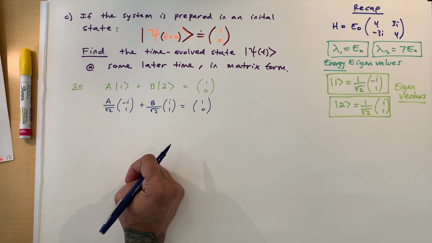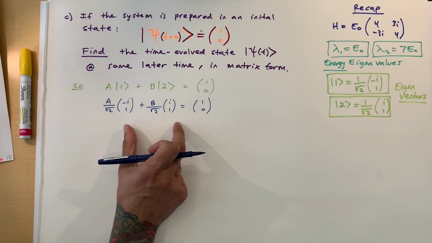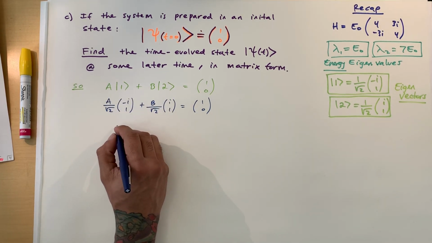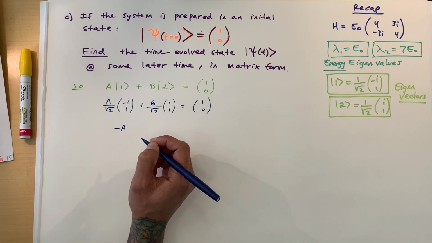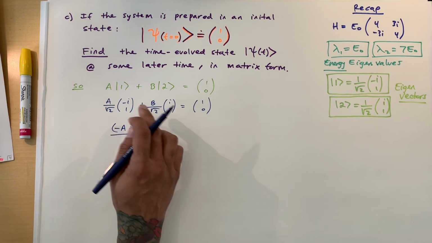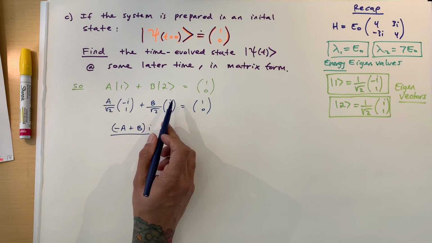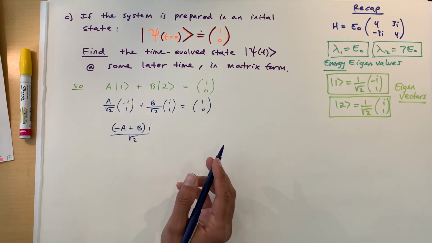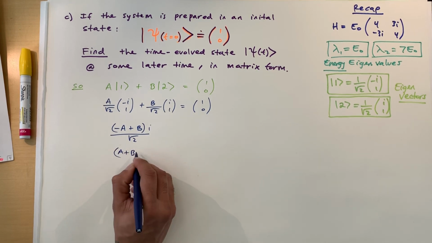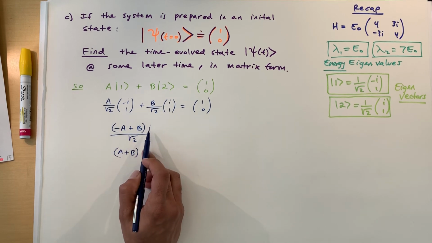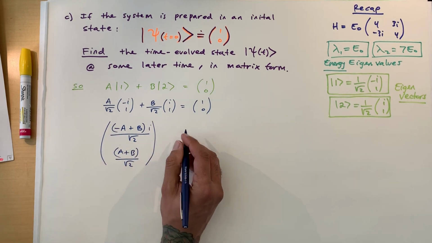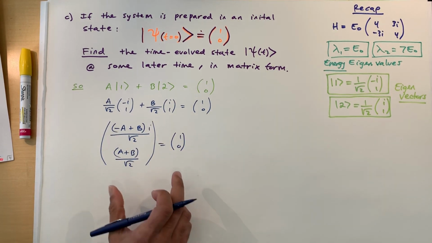Let's do the math here and add these up. On the top, we have negative A plus B, and we'll take the i out from both of the top terms. All that is over square root of 2. Then for the bottom, we have A plus B. These are both 1, so we don't have an i in common, and we just have it over square root of 2. And all that is equal to 1, 0.